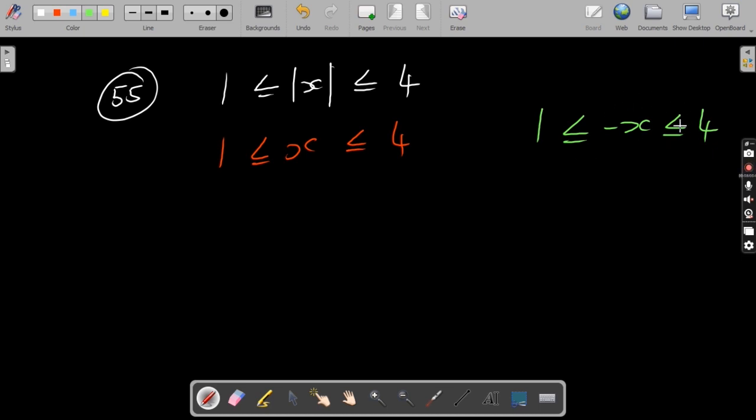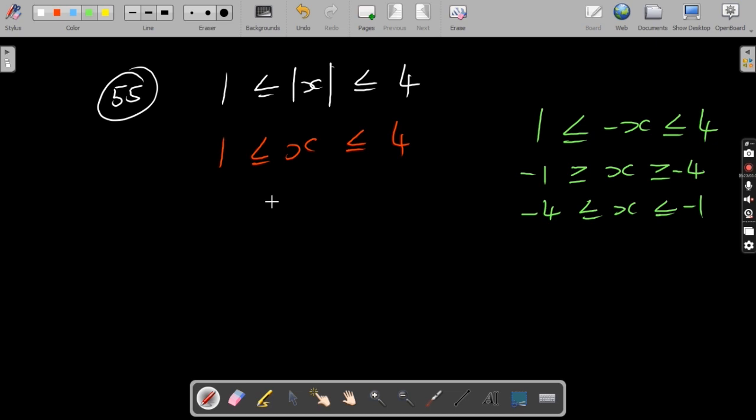And if you divide inequalities by a negative number, then these signs have to change. So this is our result now. And from this point, we can then flip this around so that it makes sense, and it should look something like this.